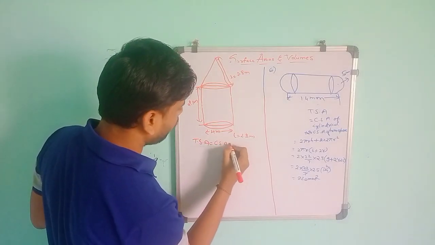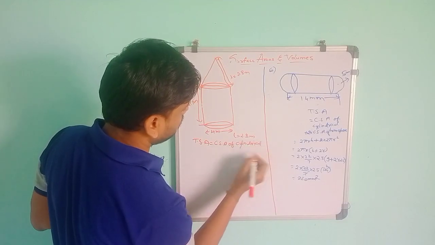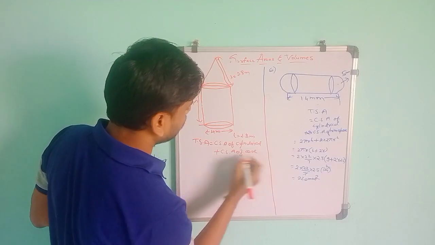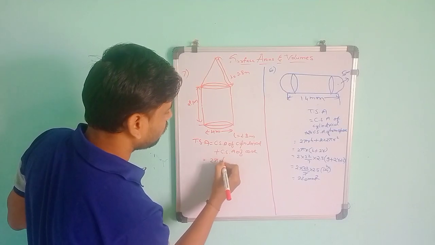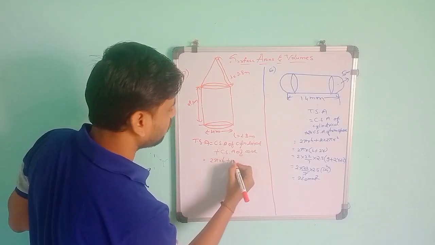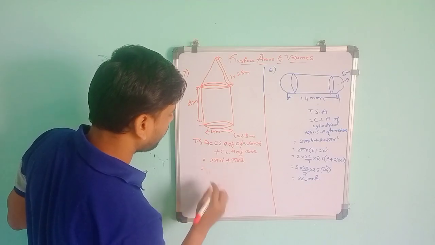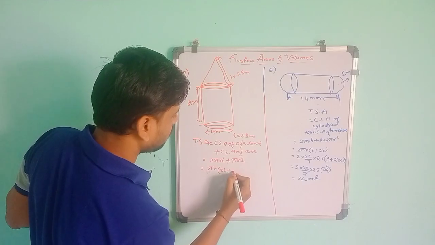curved surface area of the cylinder plus curved surface area of the cone. So this will give you CSA of the cylinder is 2 pi r h plus CSA of a cone is pi r l. This will give 2 pi r. If we take common pi r, this will be 2h plus L.